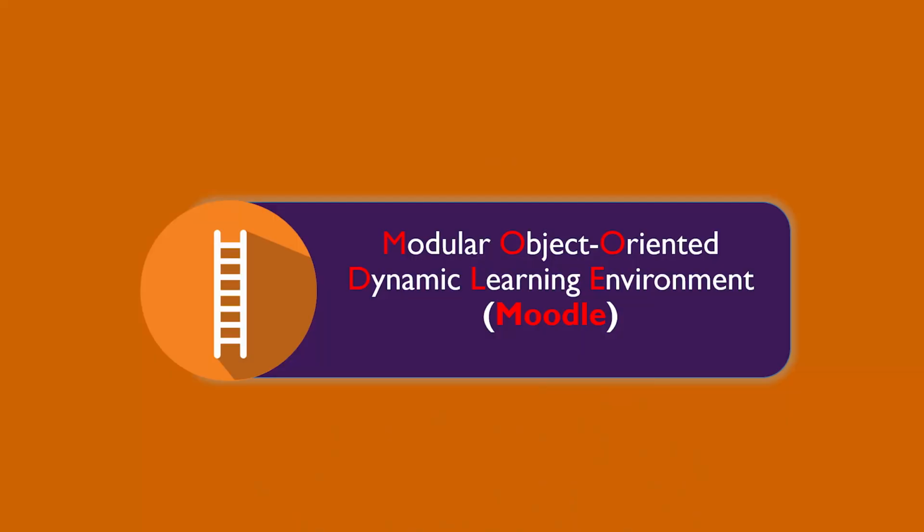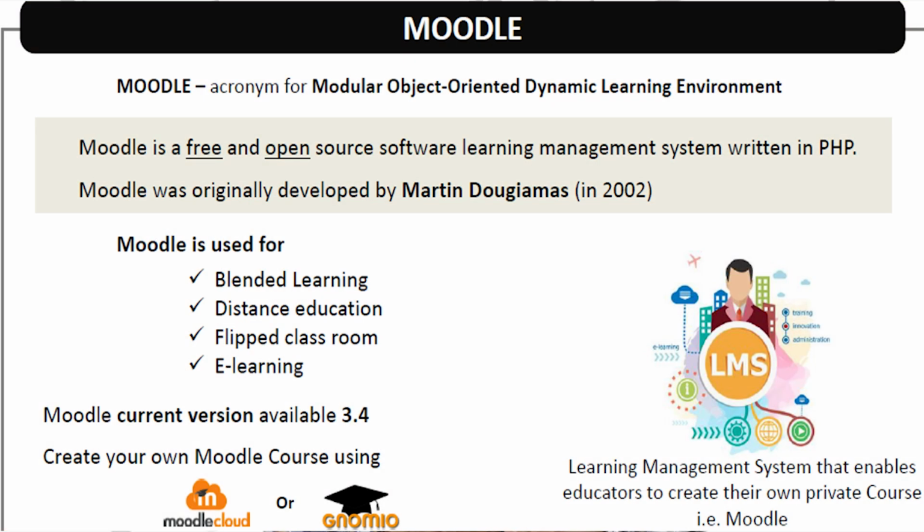So Moodle, if you talk about it, is an acronym, and the full form is Modular Object Oriented Dynamic Learning Environment, known as Moodle, a free and open source learning management system, which we usually call the LMS. So Moodle is a free and open source learning management system written in PHP, the front end is PHP, and the back end could be MySQL and others. Moodle was originally developed by Martin Dougiamas in 2002. Moodle is used for blended learning, distance education, flipped classroom, e-learning.